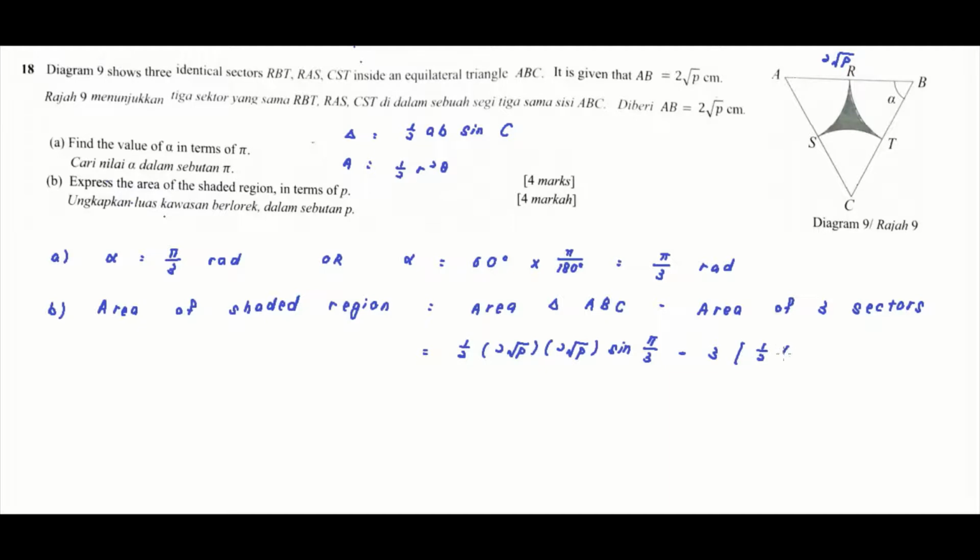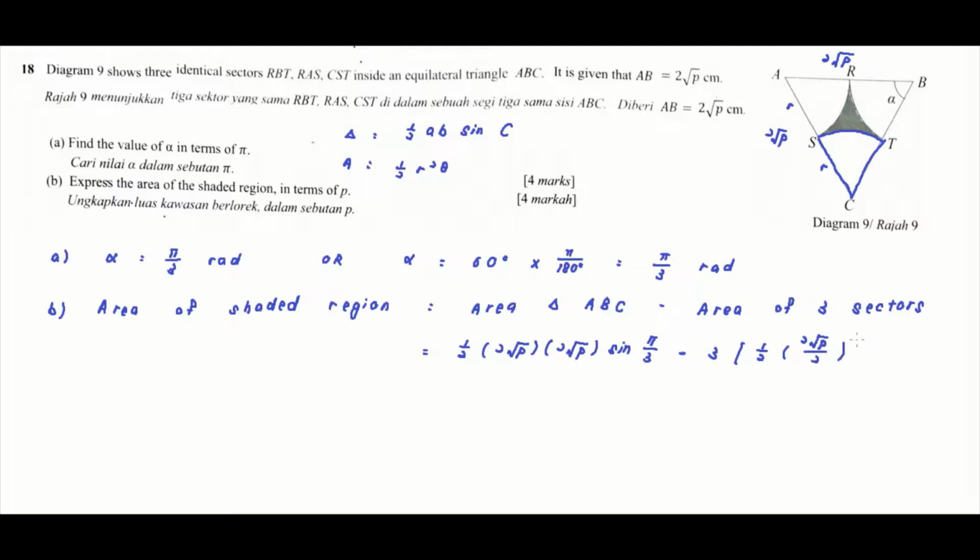Then r square. Maybe we try to focus on one, which is one of the sectors, because the three sectors are actually the same. You can imagine that if this triangle is equilateral, then AC is equal to 2 square root P as well. If this is the radius and this is the radius, then to find the length of the radius, it will be equal to 2 square root P divided by 2.